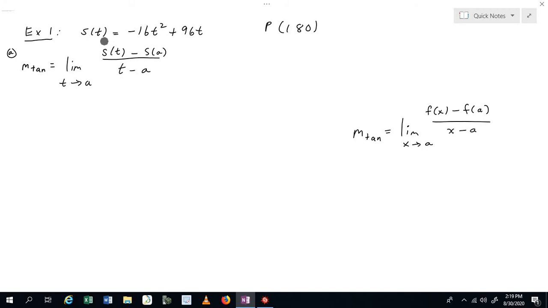Now, in this case, our function is actually a position function. And so if you find the instantaneous rate of change in this function right at this point (1, 80), you're actually finding the instantaneous velocity of the object right when t is equal to 1. Okay, so if you have a position function and you find the instantaneous rate of change in the position function, you're actually finding the instantaneous velocity.